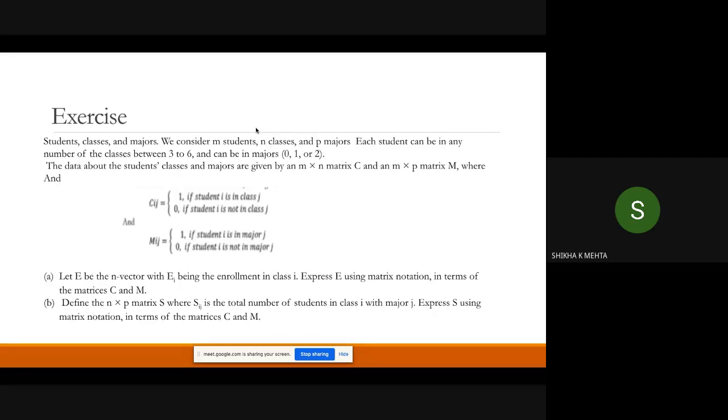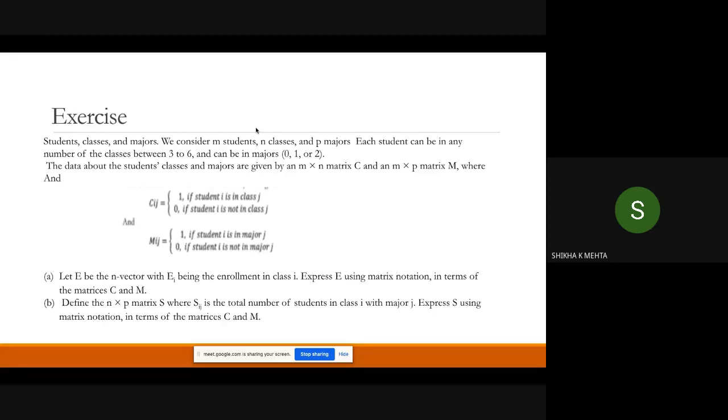Now take out your pen and paper and start working on this exercise. I want to see the solutions that you have generated. What we have is students, classes, and majors. We have three objects here, you can say three entities. We consider M students, N classes, and P majors. Each student can be in any number of classes between 3 and 6 and can be in any majors, that is 0, 1, or 2.